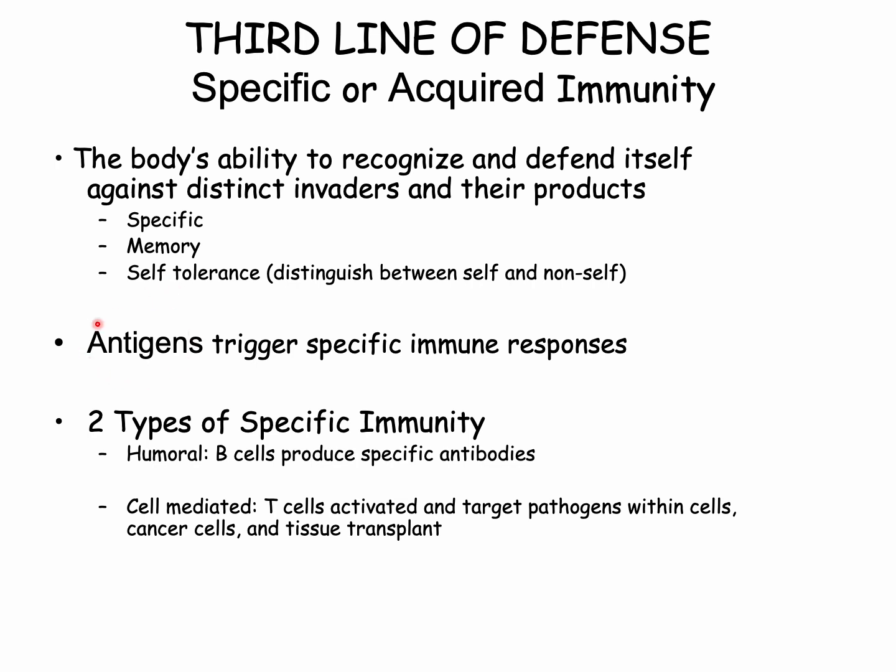We're going to talk a lot about antigens. Antigens trigger a specific immune system response. So antigens are anything foreign that gets into your body that your body says, whoa, this should not be here. That's an antigen. And there are two types of specific immunity. There's both humoral and cell-mediated. Humoral is going to focus on B cells producing those specific antibodies for that specific immune response. And cell-mediated is going to focus on T cells activating and targeting pathogens that are within cells or cancer cells.